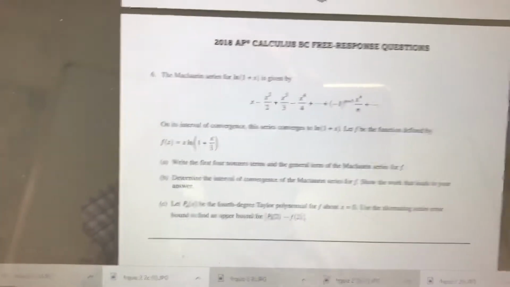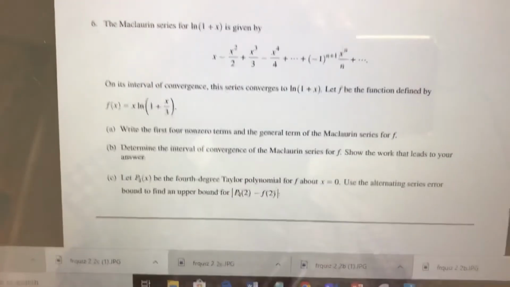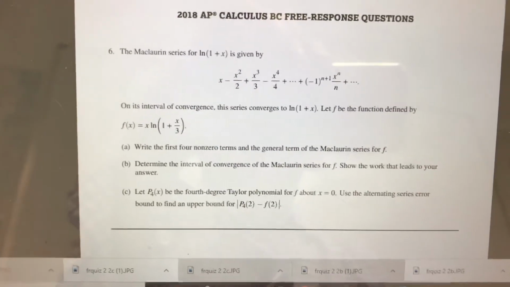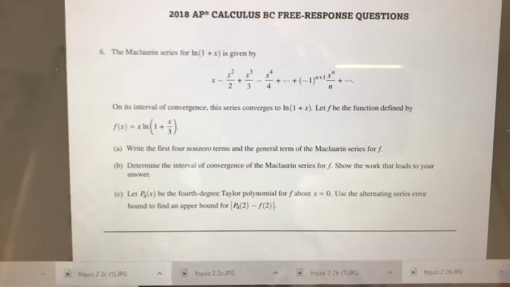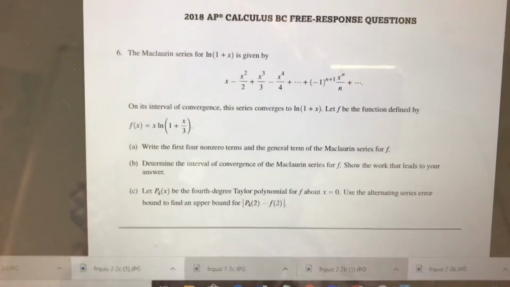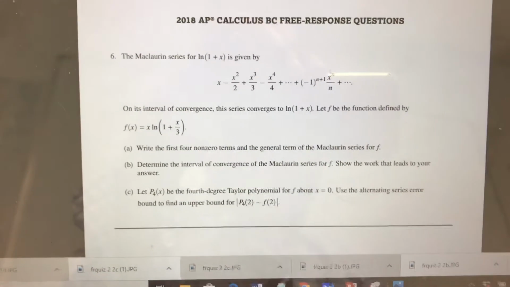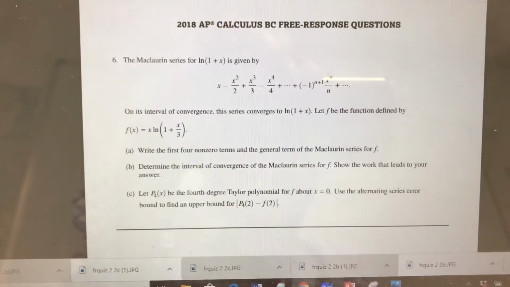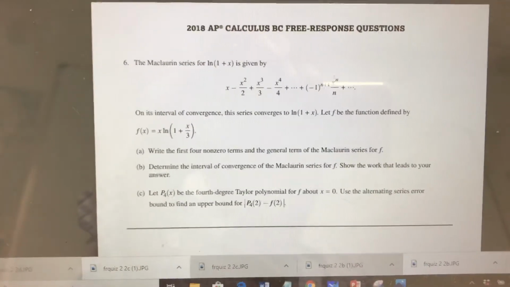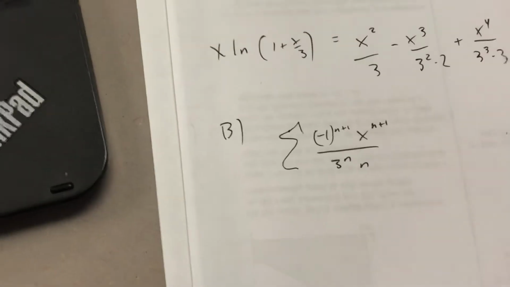All right, part B says determine the interval of convergence. Show the work that leads to your answer. And by the way, it's for f, not for the function that they gave us originally. So we're using this new one here. So I need to use my -1 to the n plus 1 x to the n plus 1 all over 3 to the n times n. And this is a ratio test.